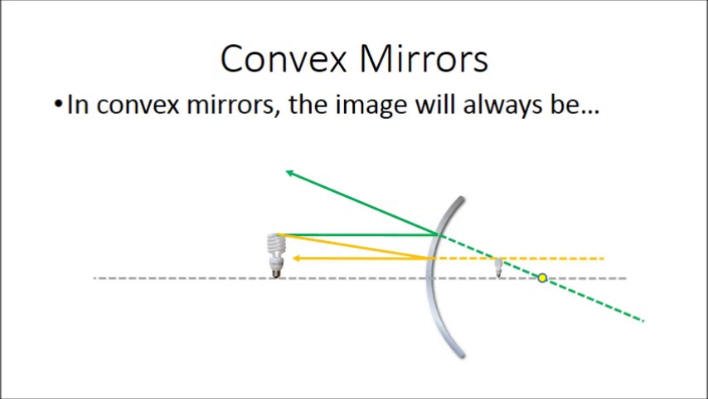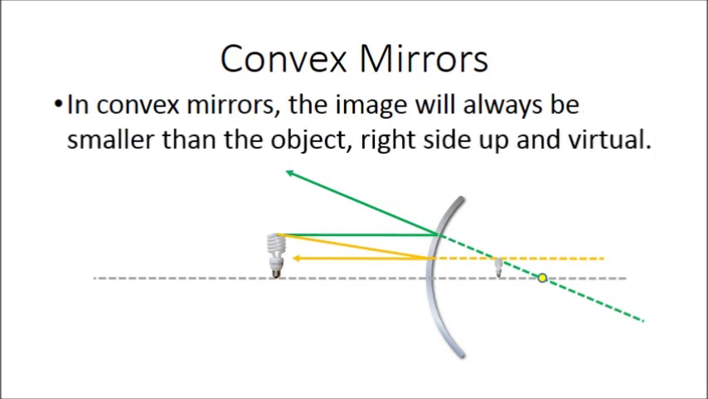And this is always the case in convex mirrors. So in convex mirrors, the image will always be smaller than the object, right side up, and they'll always be virtual. So it's behind the mirror all the time. So you can never project it onto a screen like I did in my kitchen with that light bulb and the Lego.